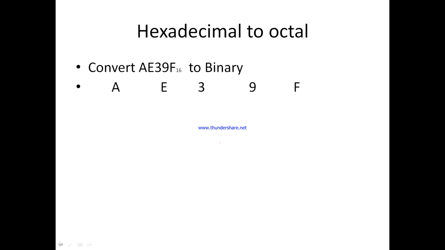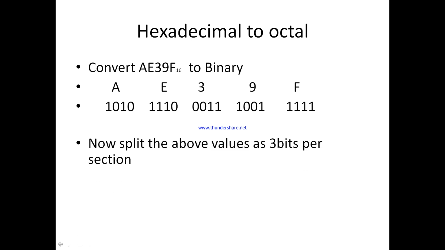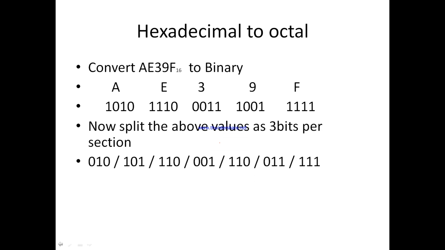Then hexadecimal to octal: first we have to convert this hexadecimal into binary, then split this binary number into 3 digits. Now write the equivalent octal value for this. Okay. Thank you.